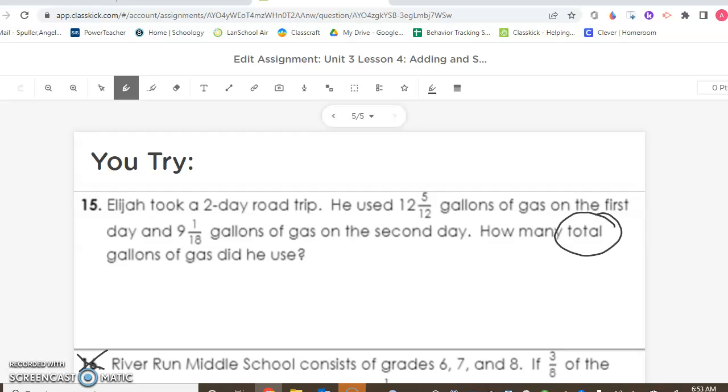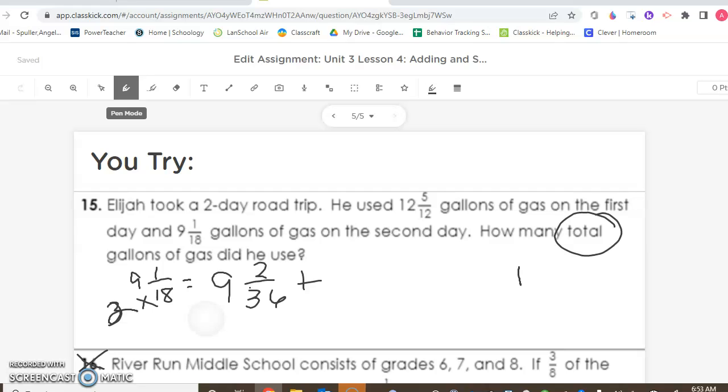All right, so 9 and 1/18. Okay, I'm first going to say 9, and then I'm going to change this to 36, because if I count by 18s, 18, 36. If I count by 12s, 12, 24, 36. Okay, and I don't know why I put 3. It'd have been only 2 times. So then 2 times the 1 equals 2 over 36 plus, now let's change 12 and 5/12.